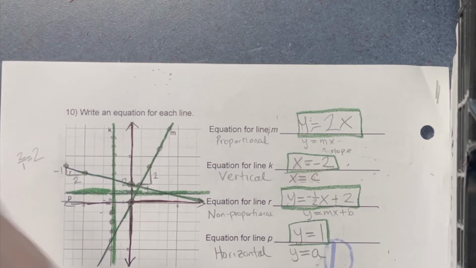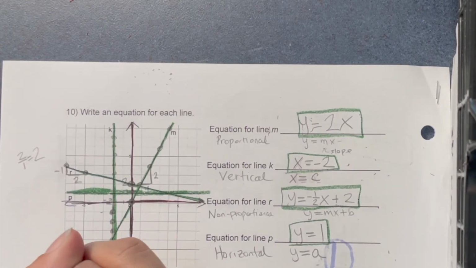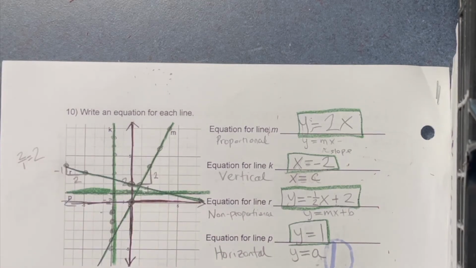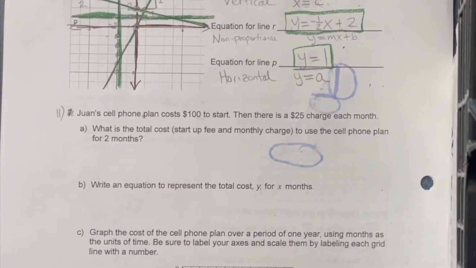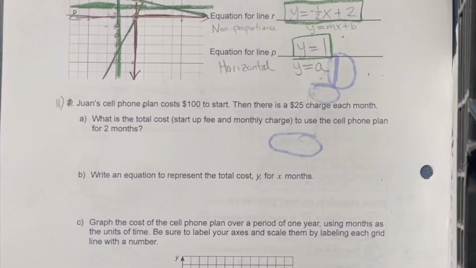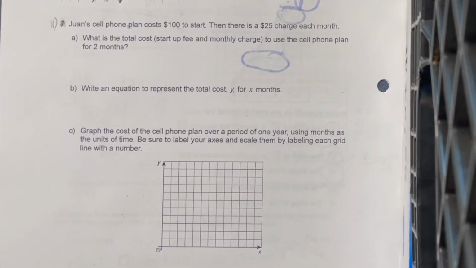And finally, which should be question 11, but here's a hint. The reason it says question 7 is because I copied and pasted this question almost exactly from the test, and it's question number 7 on the test, which is the last question. So we have that Juan's cell phone plan costs $100 to start, and then there's a charge of $25 each month. Question A asks, what is the total cost, startup fee and monthly charge, to use the cell phone plan for 2 months? Okay.